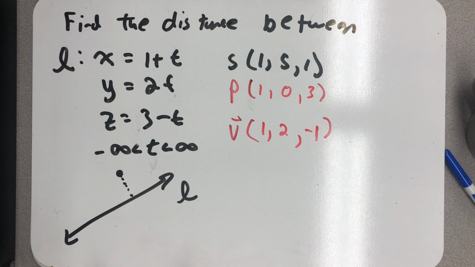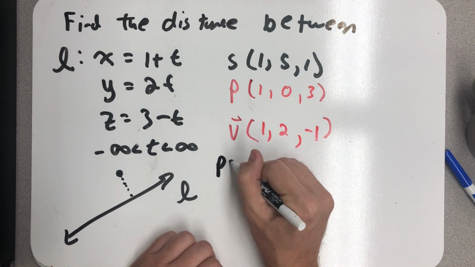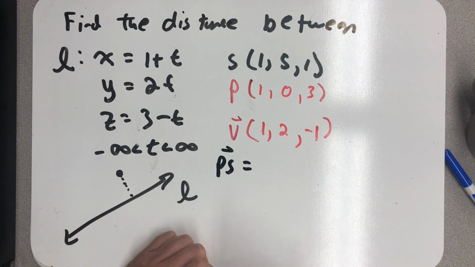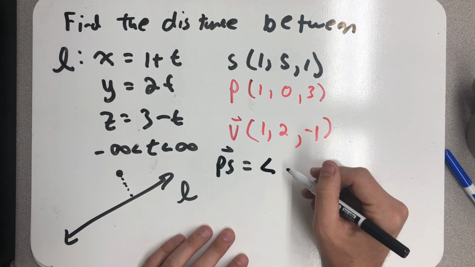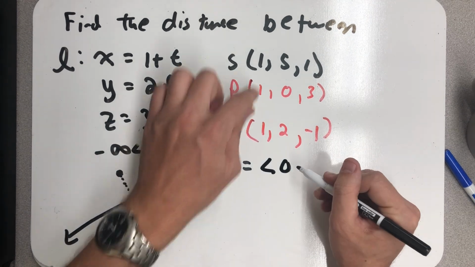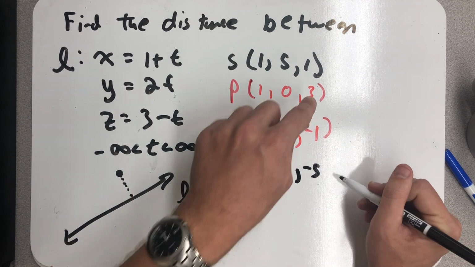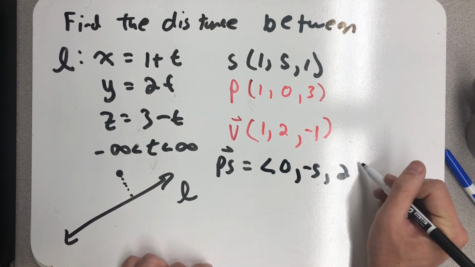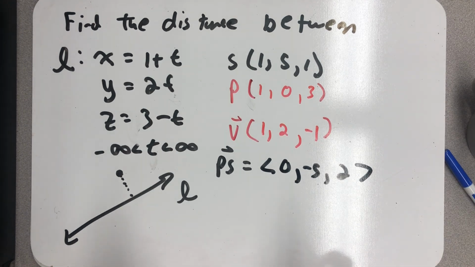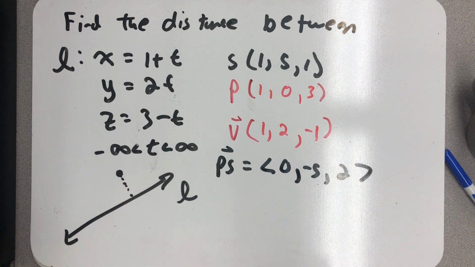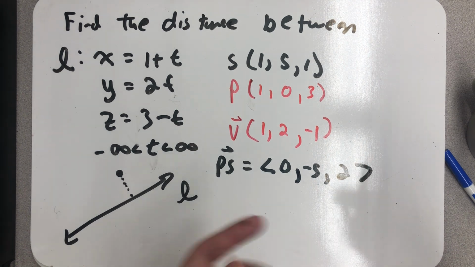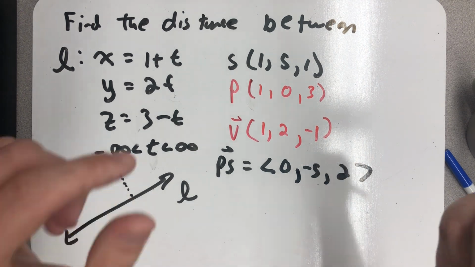So now I need to talk about the vector PS. After I have PS, I can find PS cross V, and then I'm just a couple magnitudes away from having the distance. All right, so the vector PS would be the vector (0, minus 5, 2). Everything we're doing works exactly the same way if you do the subtraction backwards and find the vector SP, because we're going to talk about a magnitude in the end. But for right now, I'm just going to do it this way, and this is how I'd always approach it.